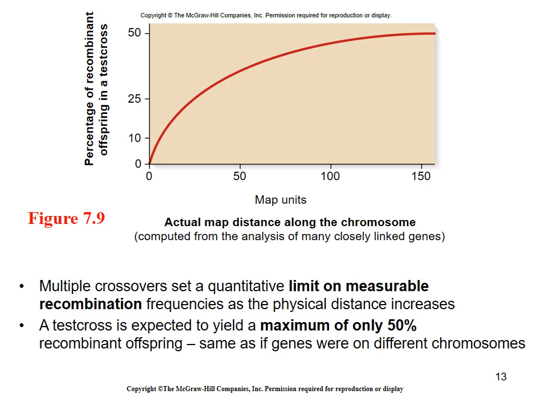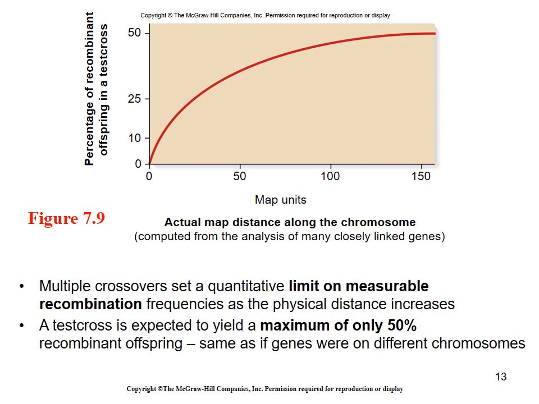So when you take a look at this illustration right here, this is figure 7.9. It shows you the mapping units on a chromosome, and then on your Y axis over there, it tells you the percentage of recombinant offspring in a test cross. What we see happening is that the line will start to flatten around the 50% mark. And that basically shows us that anything above 50% is no longer accurate to track on genetic mapping because the distance is simply too far apart and we can't account for an accurate number of crossing overs that occur during meiosis. So at the bottom right there, it says multiple crossing overs set a quantitative limit on measurable recombination frequencies.